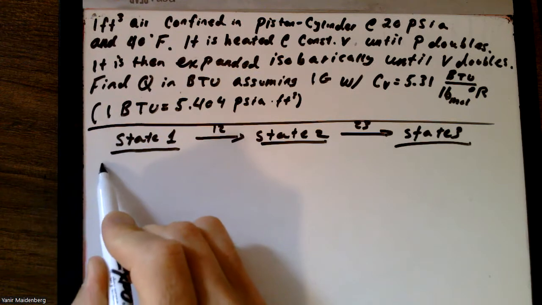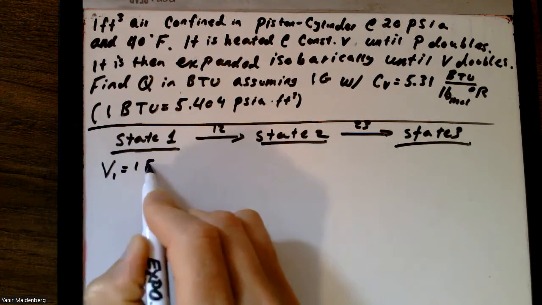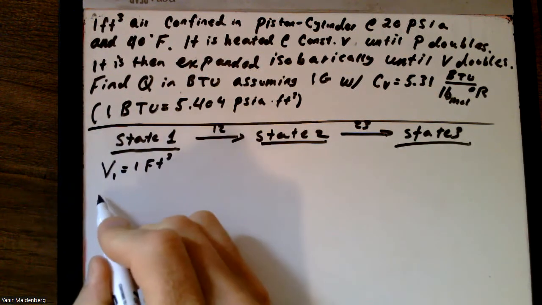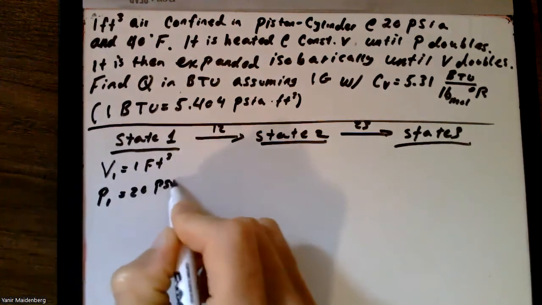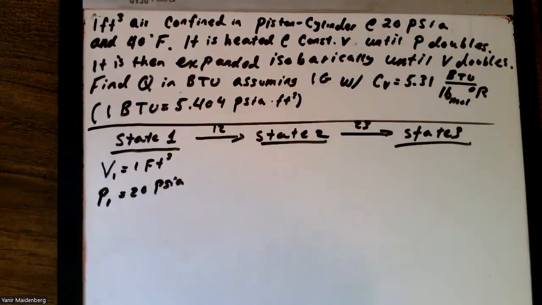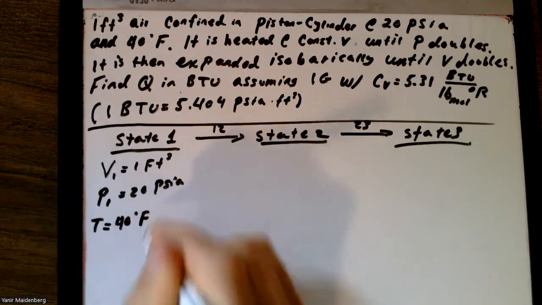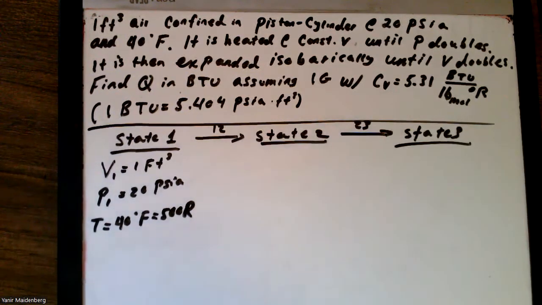So we know V1 is equal to 1 foot cubed. Okay. We know the original pressure is 20 psia. Okay. And we know the original temperature, which is 40 degrees Fahrenheit, which is the same as 500 Rankine. Again, we're always going to be in absolute. Don't use Fahrenheit and Celsius.